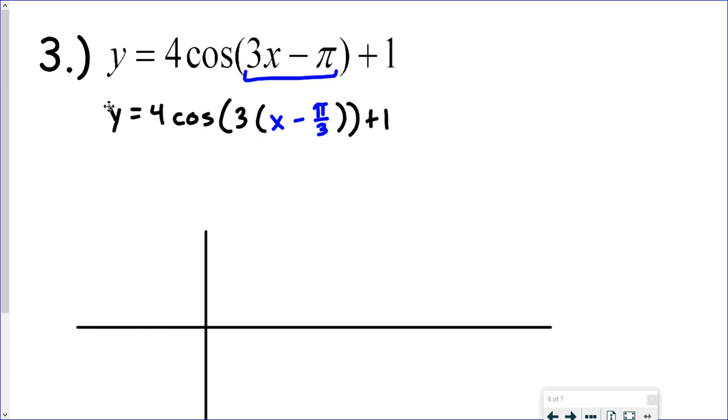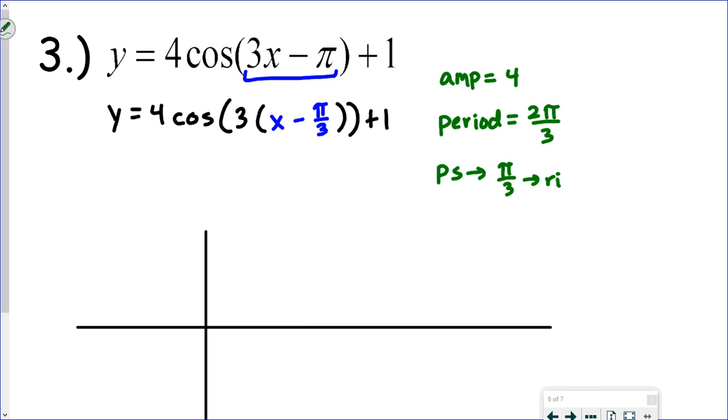Right, so I want to look at it like this. My amplitude is 4. My period is 2 pi over 3. I have a phase shift of pi over 3, which means right. And I have a vertical shift of positive 1, so I'm going to go up. All right, so lots going on here.